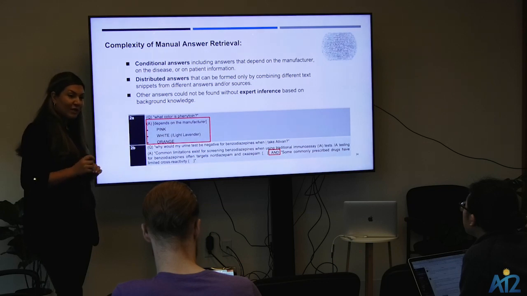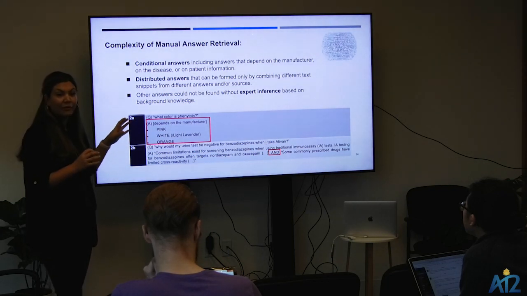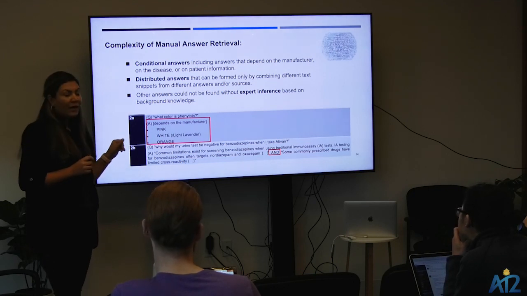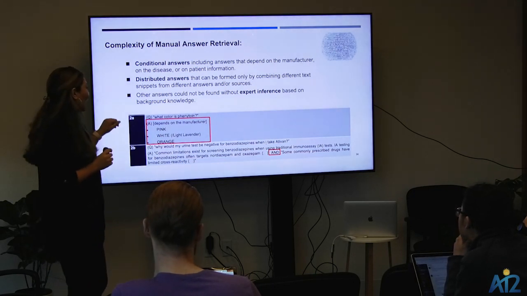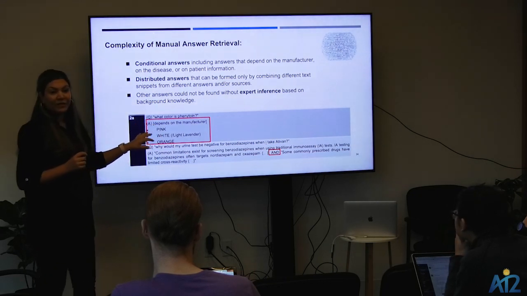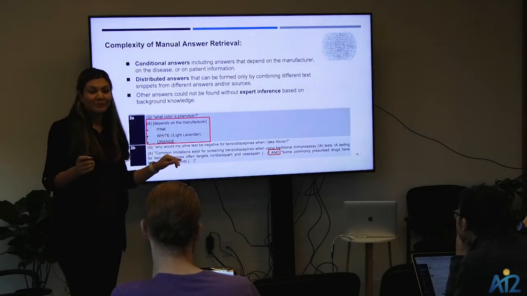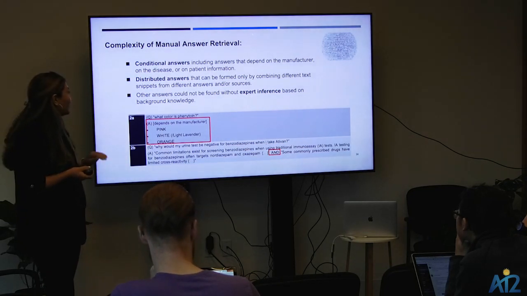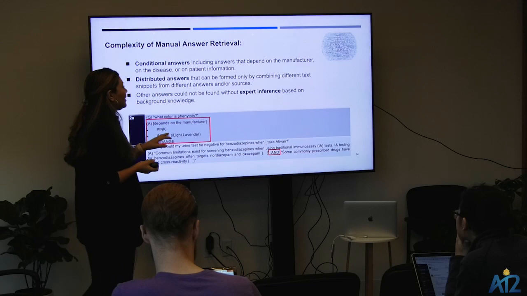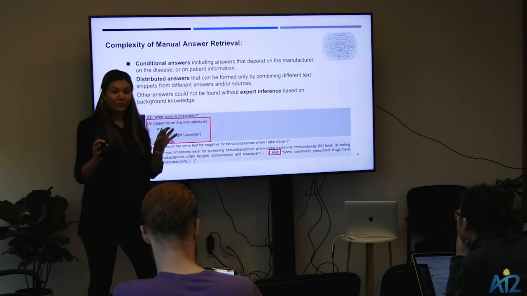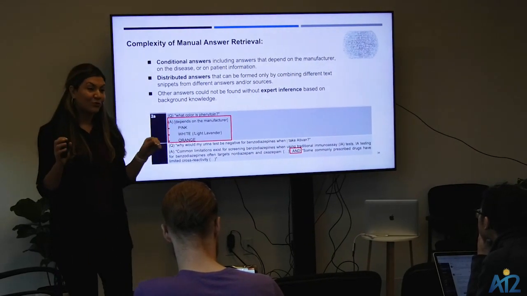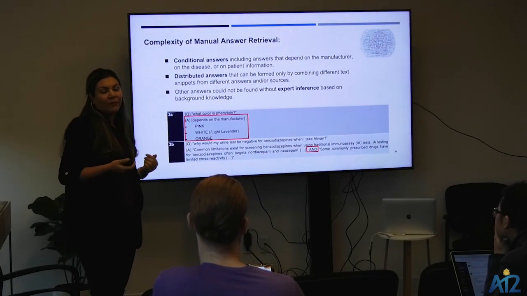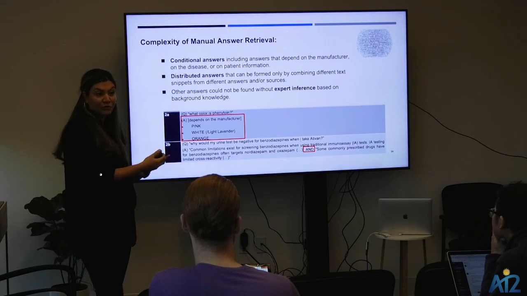A second set of challenges is related to answer retrieval and even manual answer retrieval. So this is the case of conditional answers. For example, questions asking about the color of a medication or the ingredients. We can't answer them without knowing the manufacturer. Then there are distributed answers, where we need to combine two answer sources to generate a correct answer. And also the case of needing expert inference in order to retrieve the answer.